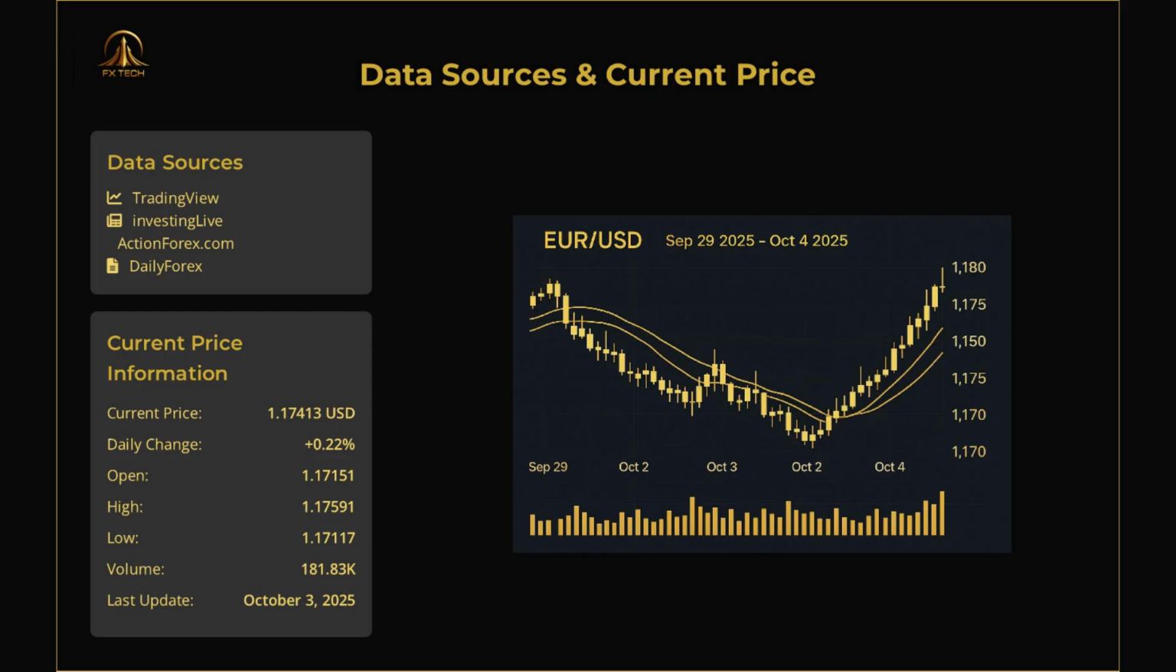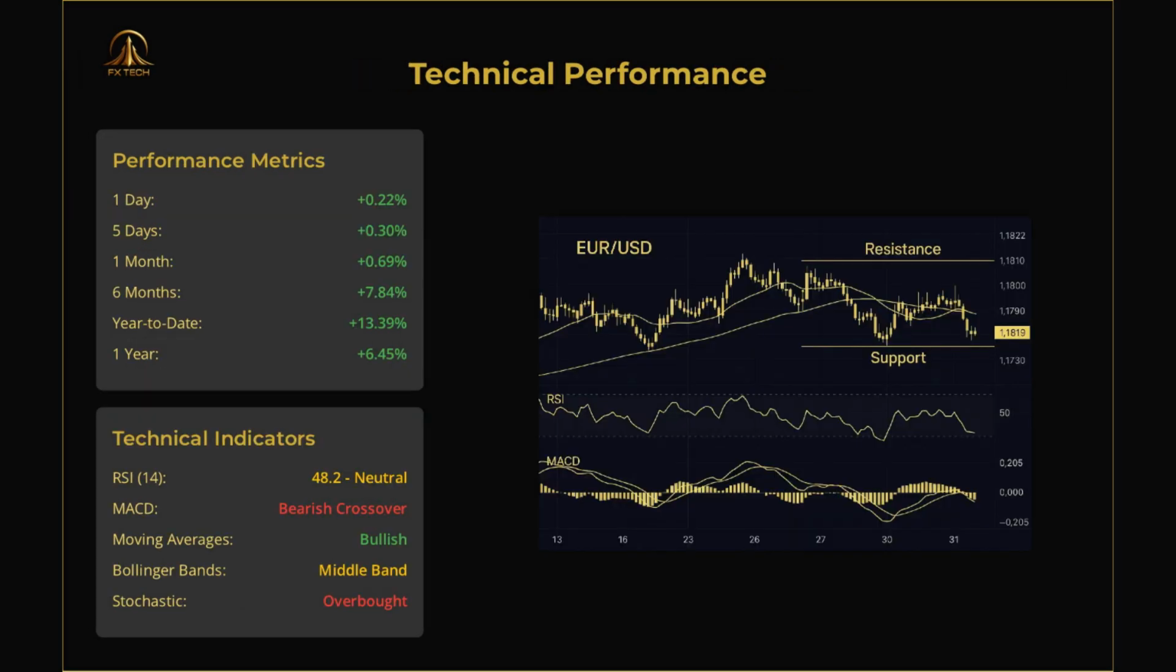Looking at the chart, we can see that after a period of consolidation in late September, the pair has begun to show upward momentum in early October. This recent price action follows the Federal Reserve's interest rate decision, which has been a significant market driver. The current price sits above both the 100 and 200-hour moving averages, suggesting a positive short-term technical outlook, though several resistance levels remain overhead.